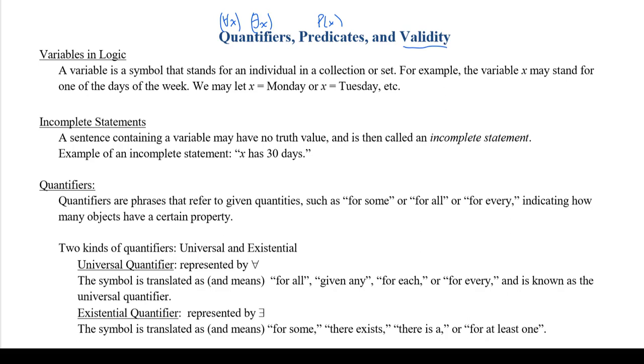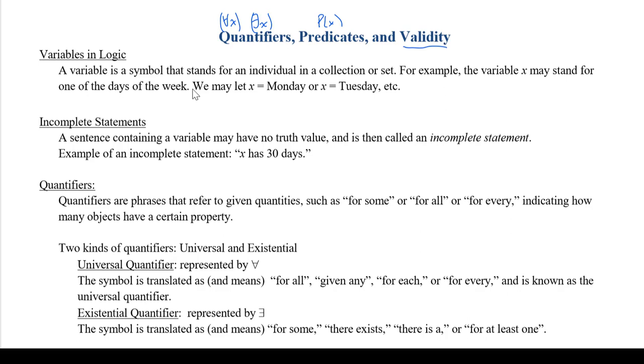So at the beginning, we're going to need to go over some definitions here, like variables. What is a variable in logic? A variable is a symbol that stands for an individual in a collection or set. For example, the variable x may stand for one of the days of the week. We may say x is Monday or x is Tuesday and so on.